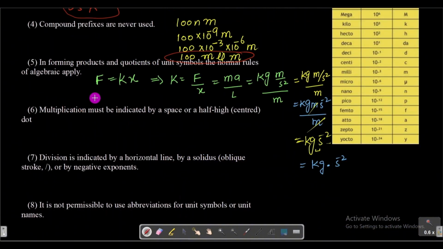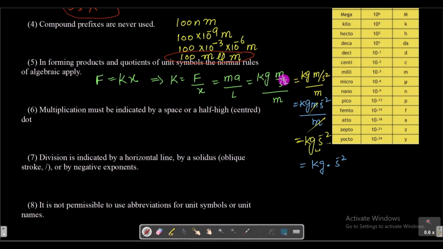So here we have the spring constant, which is given by this formula. F is equal to kx, and the k from this formula, which is the spring constant, equals F by x. F is equal to ma, and this x is actually the length. Here the unit of m is kg, and the unit of acceleration is meter per second square, divided by this L. And similarly, this kg comes in its own position, with this meter per second square.